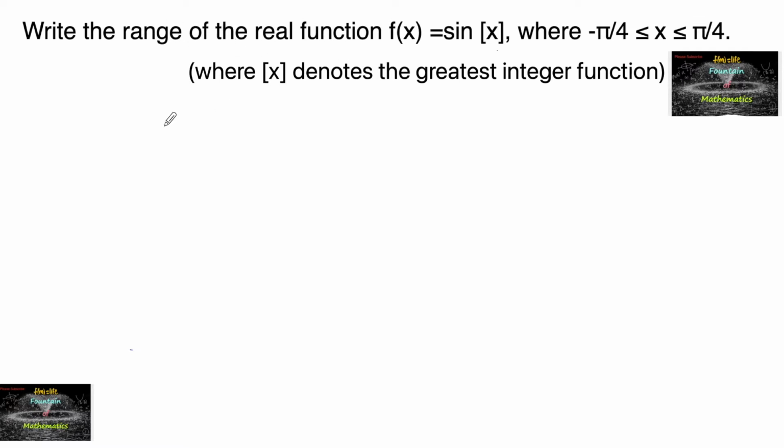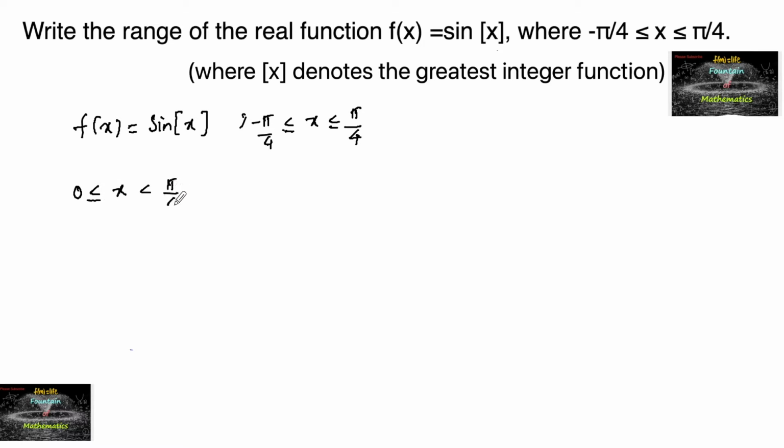Write the range of the real function f of x is equal to sine of step x, it's a greatest integer function, where x lies between minus pi by 4 to plus pi by 4. So let us study about this step function between minus pi by 4 to plus pi by 4. For 0 less than or equals to x less than pi by 4, so we can consider the step x value is equal to 0. Since pi by 4 value is approximately 3.14 upon 4, which is equal to 0.78, which is less than 1.